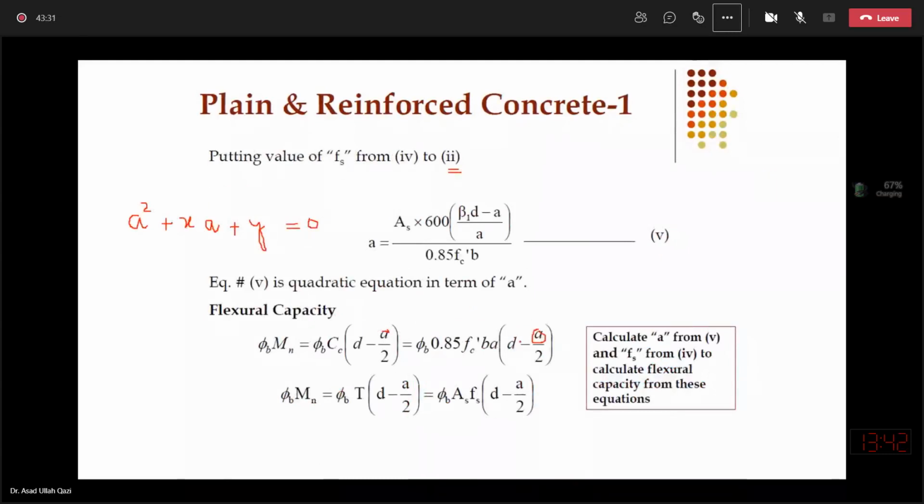And not only this, you will determine the flexure capacity by C into lever arm. Now you can also determine the internal capacity by T into lever arm, because since now you know Fs, so area of steel into Fs will give you T, and from both equations you will get the same answer. So in this way, for an over reinforced cross section, by using 5.65, you can get the internal capacity of an over reinforced cross section.